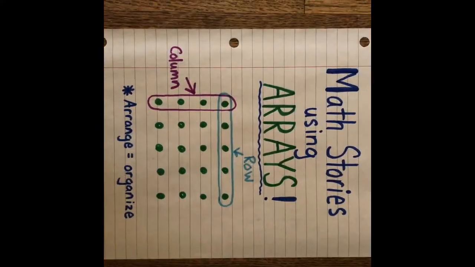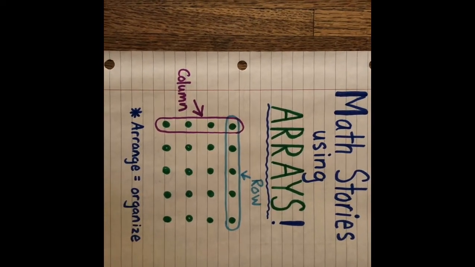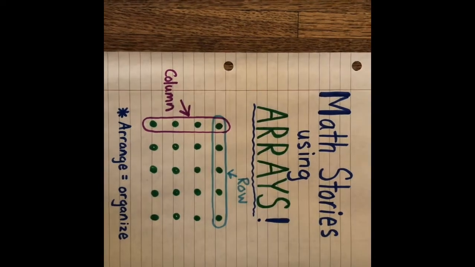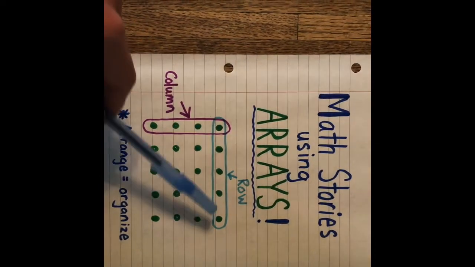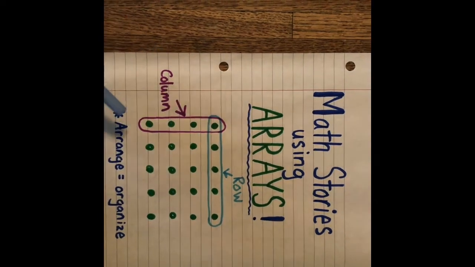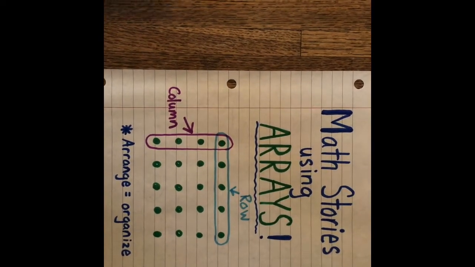So families, I hope this has been helpful in understanding how to help your scholars with solving math stories using arrays. Remember, the key thing we want to remember is that anytime we're creating an array, it's the exact same amount in each row and the exact same amount in each column in order for an array to be correct.